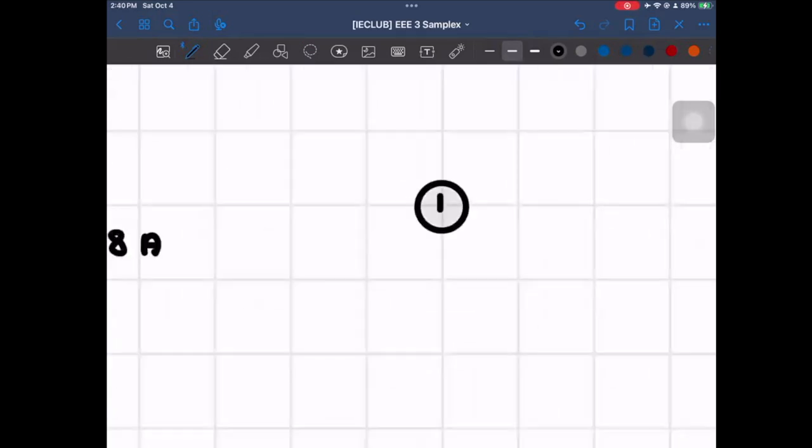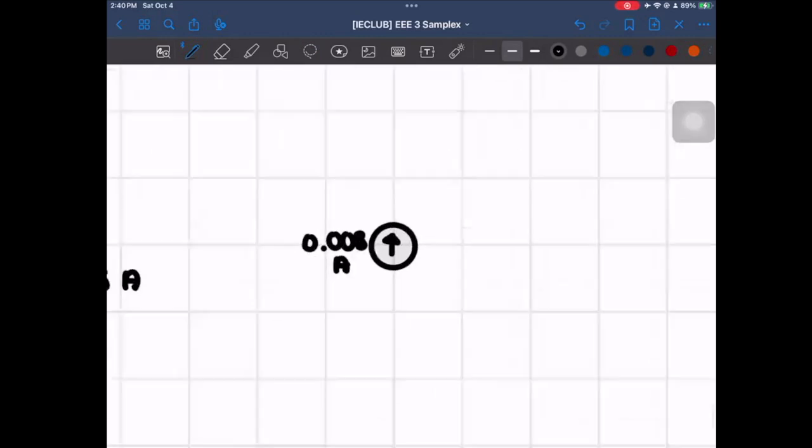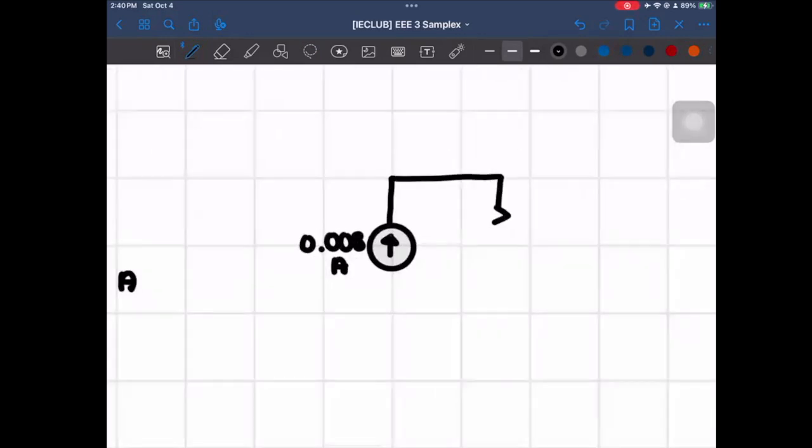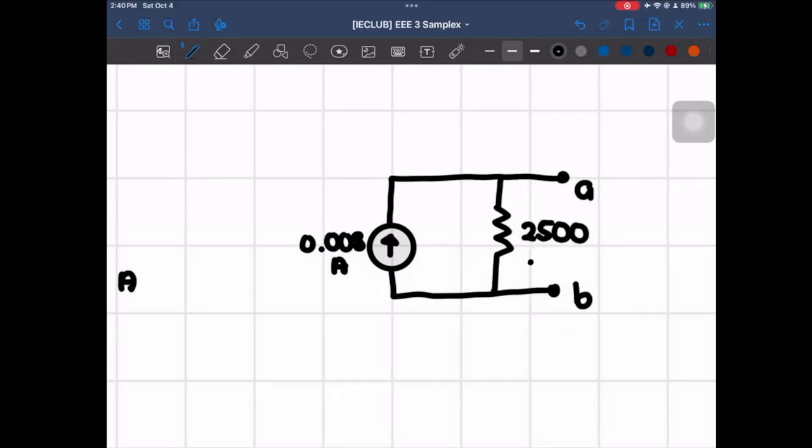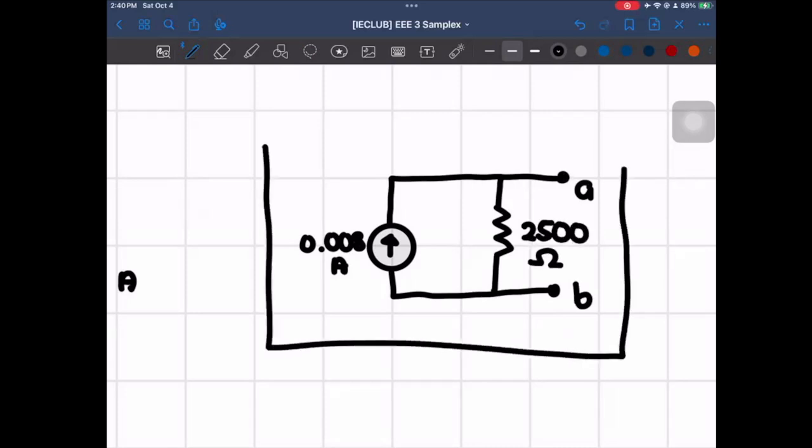And with that, we could just draw it here. So it's going to be 0.008 ampere. And then the resistor in parallel. So it's going to be like this, terminals A and B. And then 2,500 ohms. And so that's our answer.